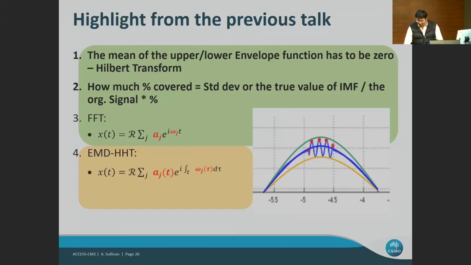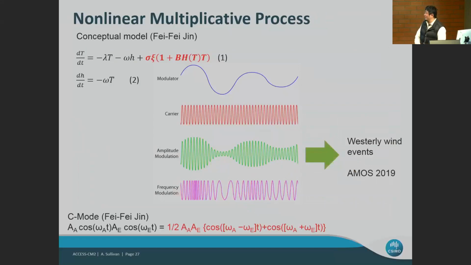Okay, today we move on to another detail I want to emphasize again, the so-called nonlinear multiplicative process. In the real world, most of the signals we get, in the model and in the observations, are most times a nonlinear multiplicative process. It's either through amplitude modulation or through frequency modulation. Like if you look at Fei Jing's famous conceptual model, you can see the red color words show that's using amplitude modulation.